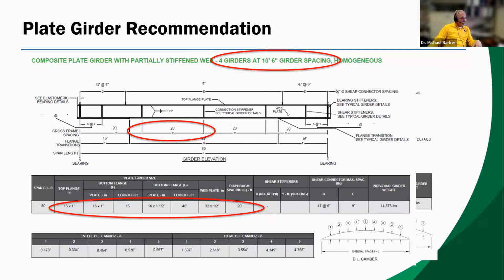And our top flange comes out to be 16 by 1. And the bottom flange starts with that, but then it goes out to a 16 by 1.5 for 48 feet, and then it goes back. And this is going to save steel material compared to that rolled shape.